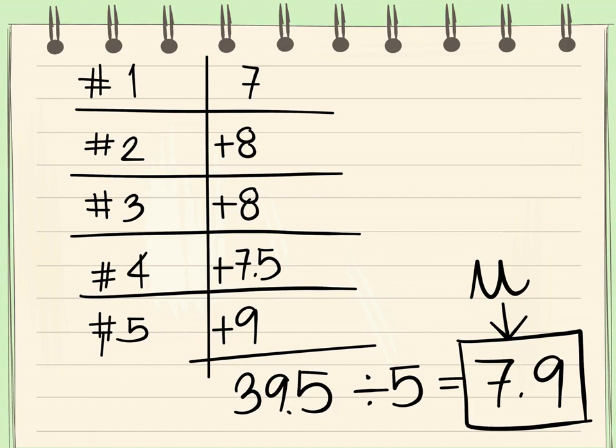39.5 divided by 5 equals 7.9, the mean tree height is 7.9 feet. The population mean is often represented by the symbol mu, therefore mu equals 7.9.